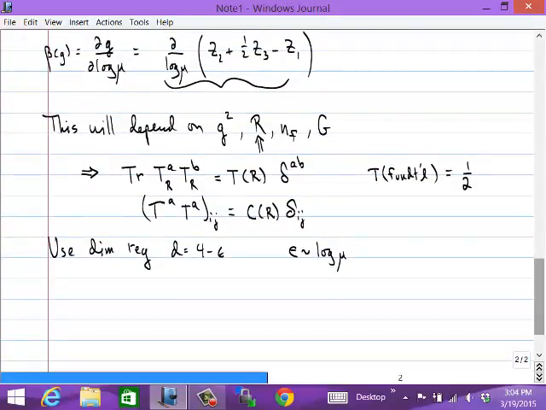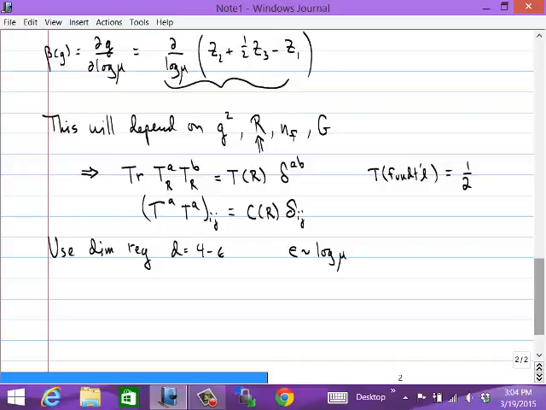As in the case of QED, dimensional regularization is much nicer than, say, a hard cutoff regularization because it preserves both Lorentz symmetry as well as gauge invariance in the intermediate stages of the calculation.